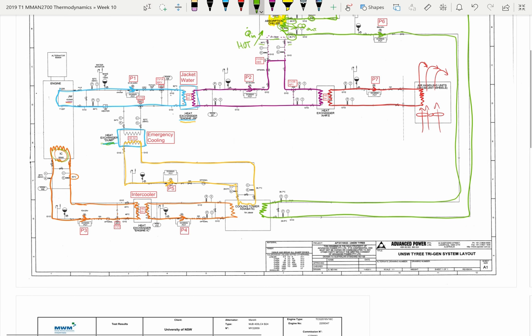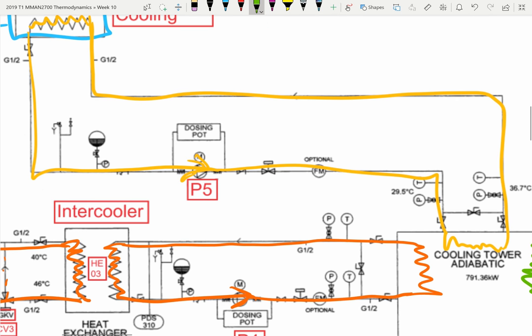All of these circuits are dealing with water, essentially, right? You can see here that there's a dosing pot associated with each of the pumps. And so this is going to allow us to put some sort of probably corrosion inhibitor and maybe Legionella inhibitor. So some sort of chemical inhibitor to stop bacterial growth and also the corrosive nature of the water.